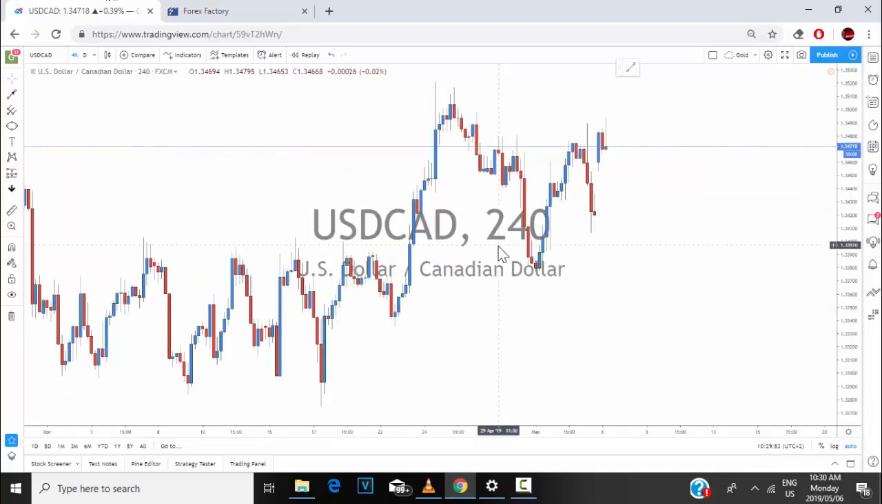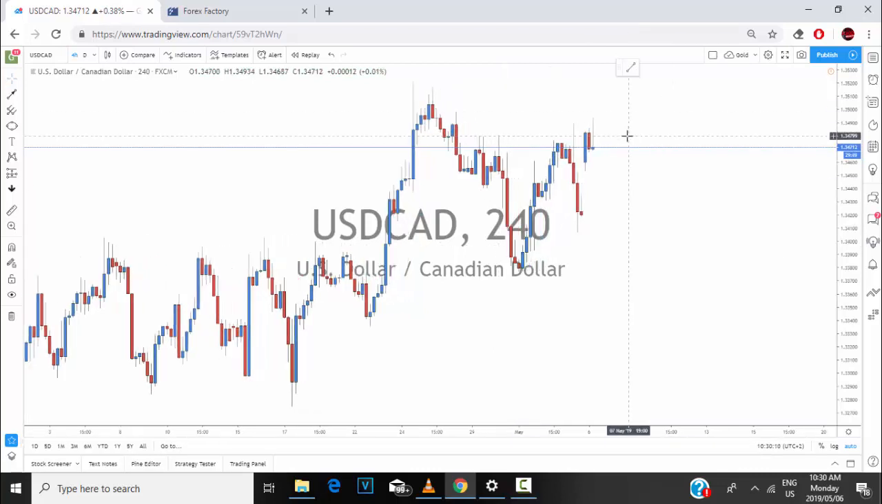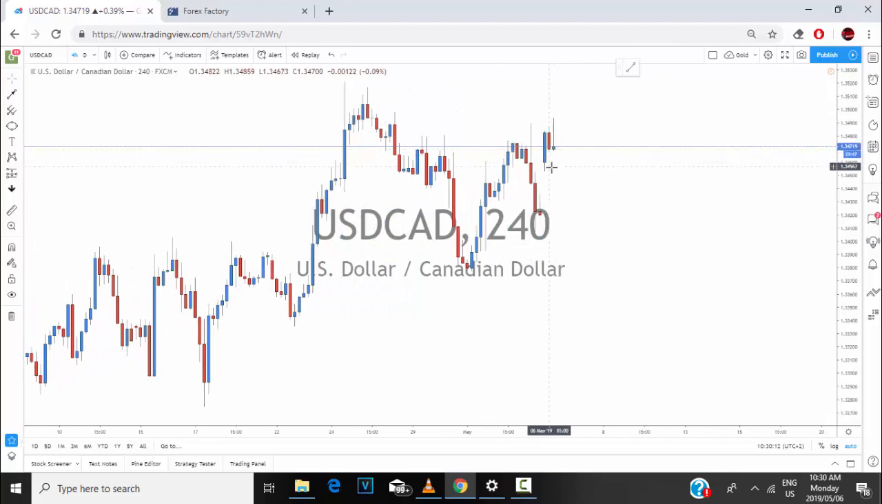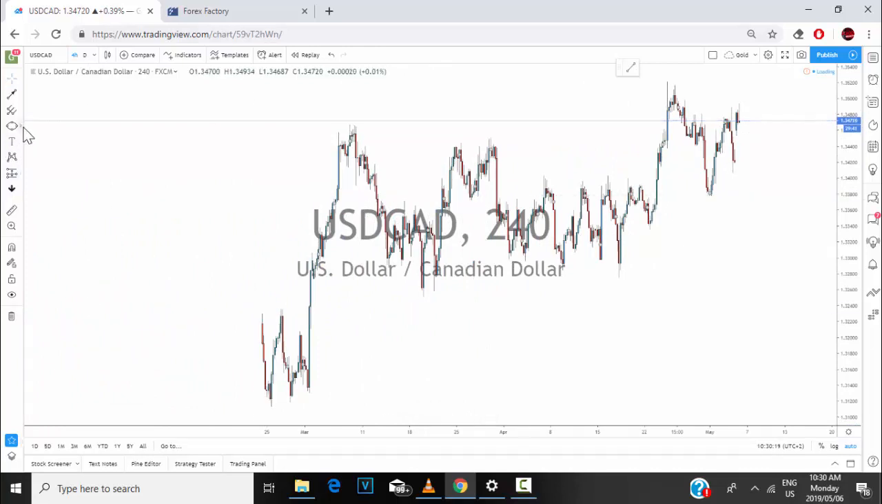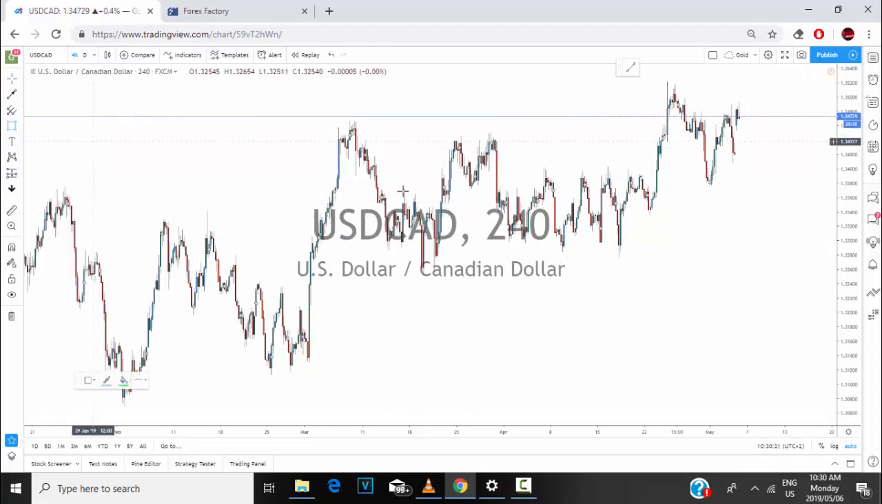So all in all, I'm just assuming that the dollar is going to become weaker on this one, and USDCAD is going to skyrocket to the bottom. Also, we have some nice rejection candles if you think about it. Let me just zoom out. Let me just draw my support and resistances.